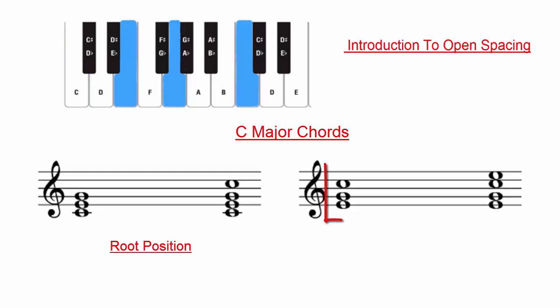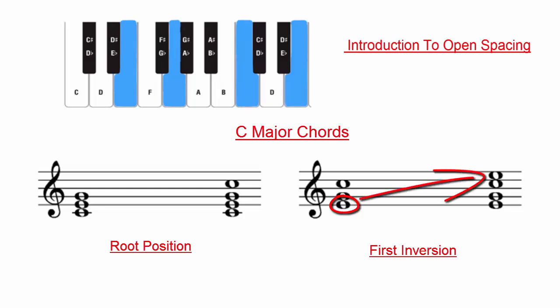In this example, we are still looking at a C major chord, but now it is in first inversion as the 3rd is the bottom note. If we take the 3rd, which is an E in this example, and move it up an octave, we are still left with a C major chord, as it still has the notes C, E, and G, and it is still in first inversion because the 3rd is still the lowest note.